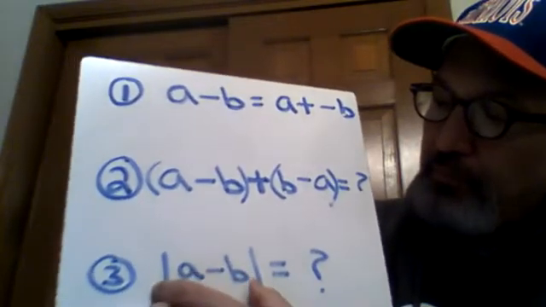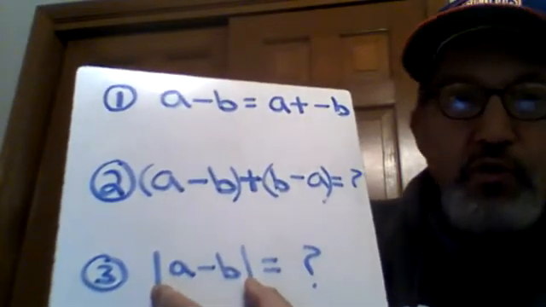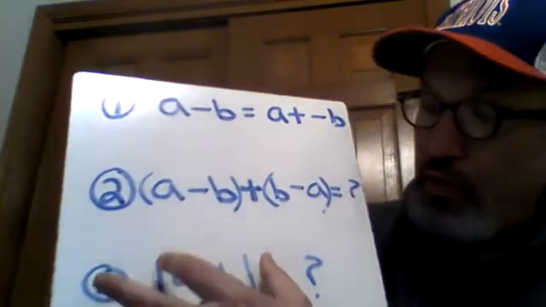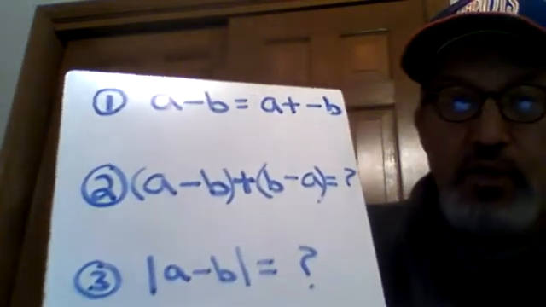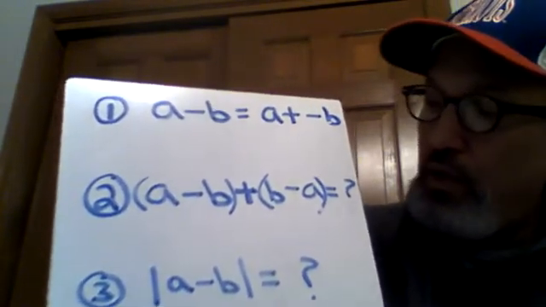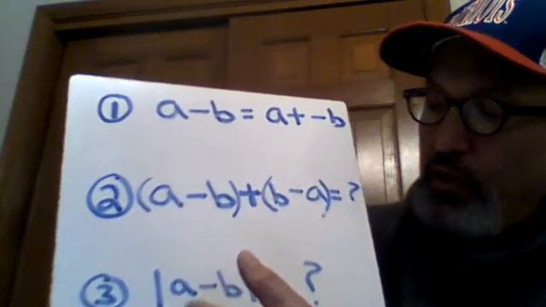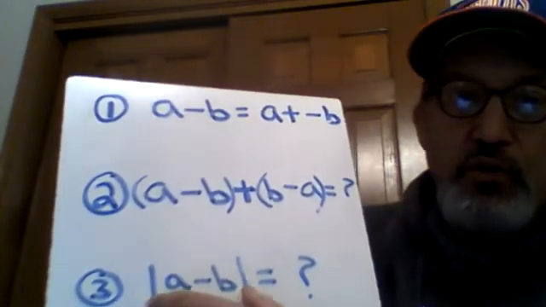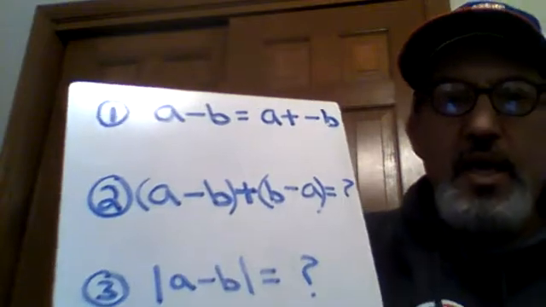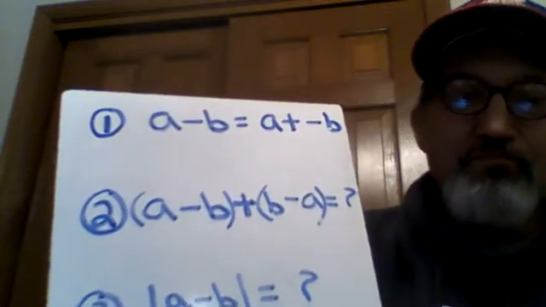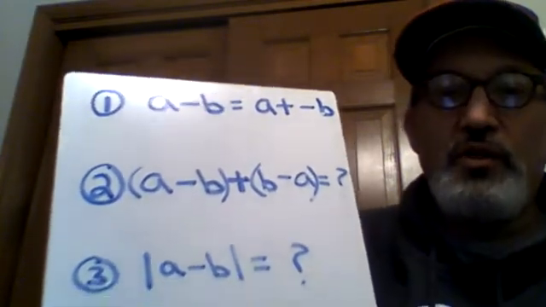And finally, you've been introduced to the symbolism for absolute value. These two vertical line segments here stand for absolute value. So I want to also explore the question, what is the absolute value of A minus B? It represents something. Maybe you can also anticipate that.